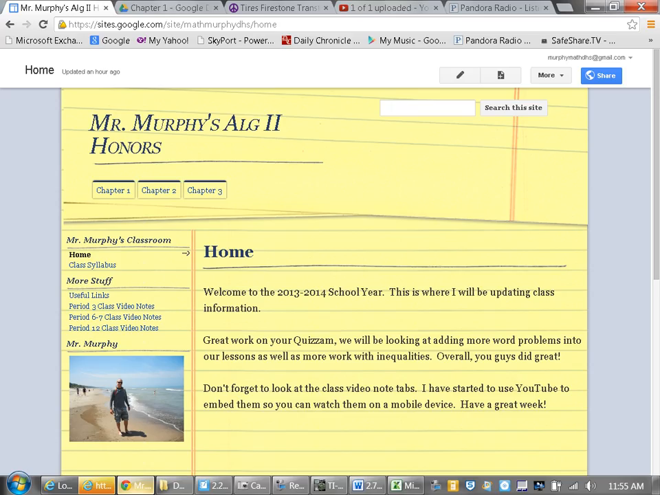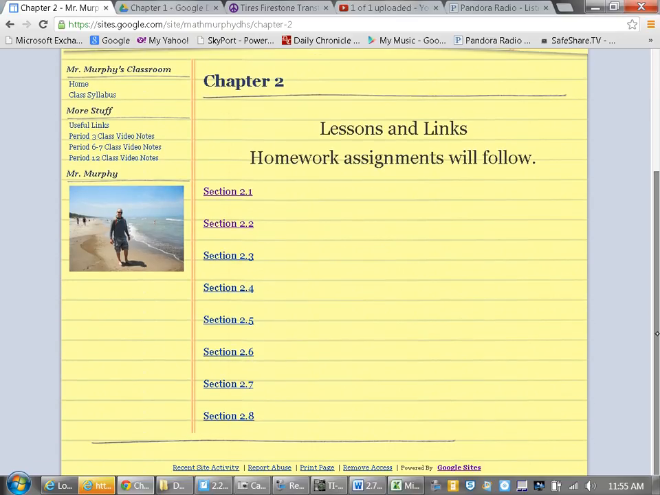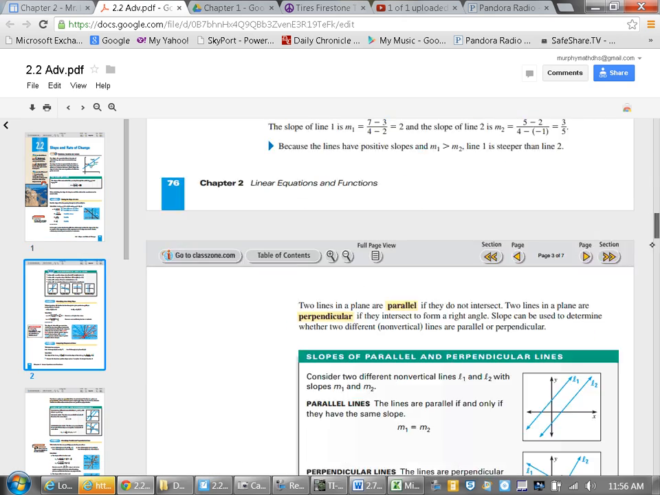Remember, if you're on the website, Chapter 2 tab, Section 2.2, all you do is click it, and it pops up, and you just scroll through the page.